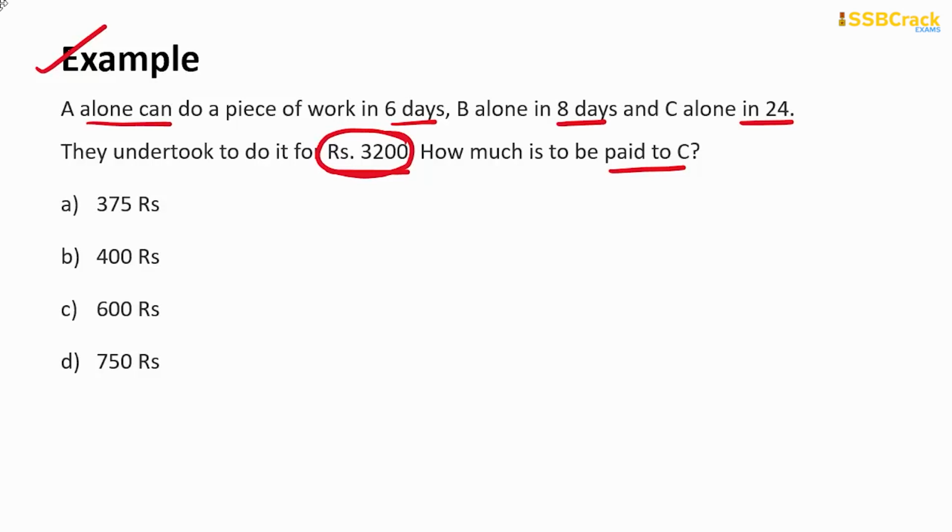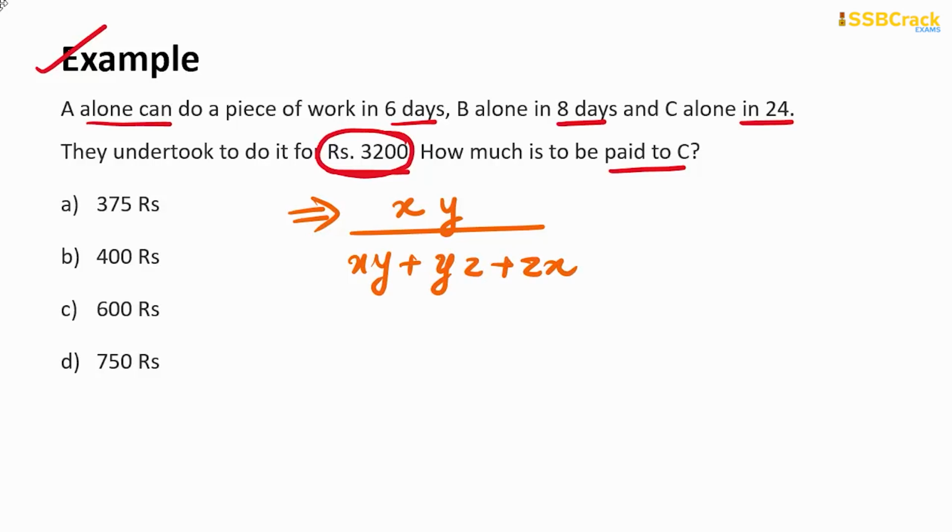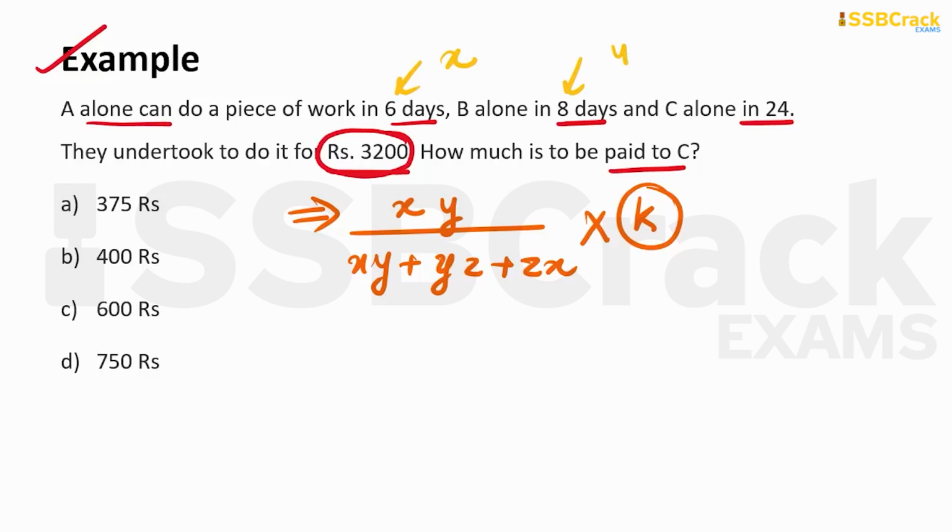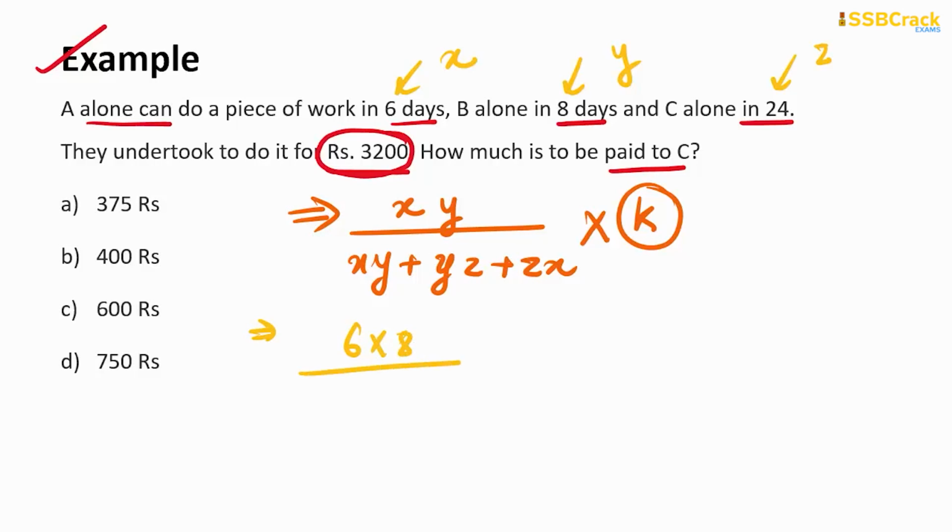So we know that the share of C will be given by the time periods of A and B. So it will be x into y divided by the total sum, that is xy plus yz plus zx, into k. That is the total amount given to them, right? So here we can see that x is 6, y is 8 and z is 24, right? So now we can put the values. So it will be equal to 6 into 8 divided by 6 into 8 plus 8 into 24 plus 6 into 24, right? Now we can easily calculate this.